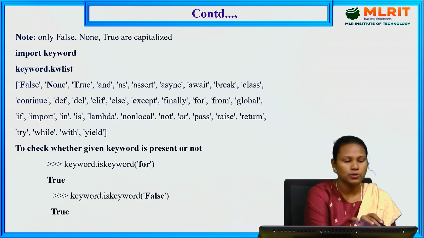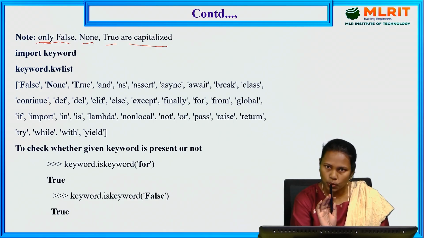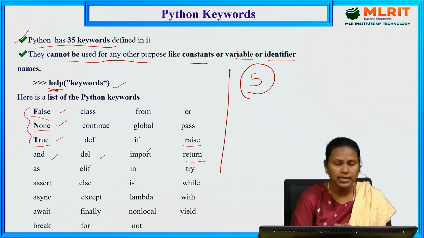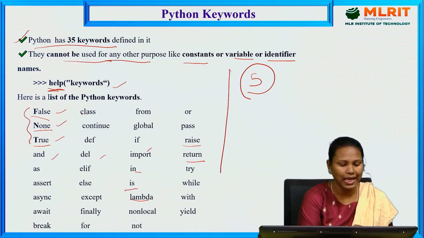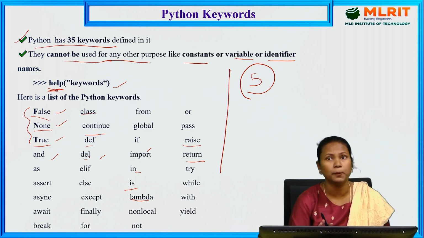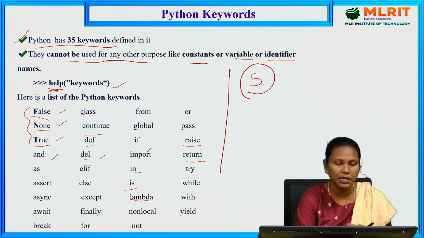Already the note point is also there: only False, None, True are capitalized. Remaining all are in small letters only: lambda, is, in, global, from, class, continue, def, del. Every keyword has some purpose. In later sessions, we'll see each and every keyword individually.